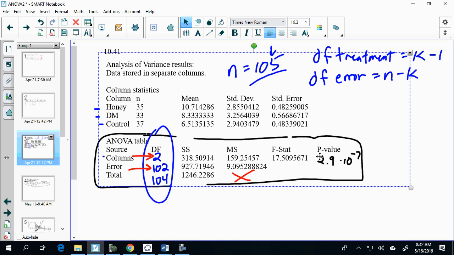So that's that part. Complete an ANOVA table. Find the p-value for an F and interpret it. Very good. We've covered that.